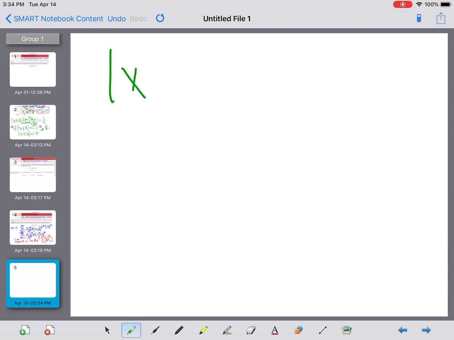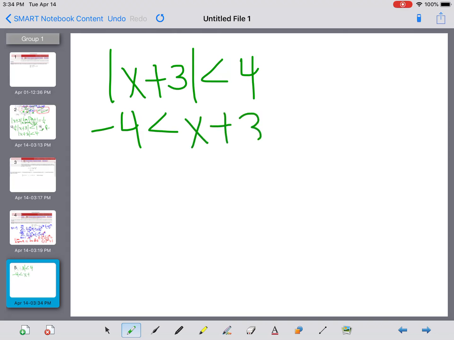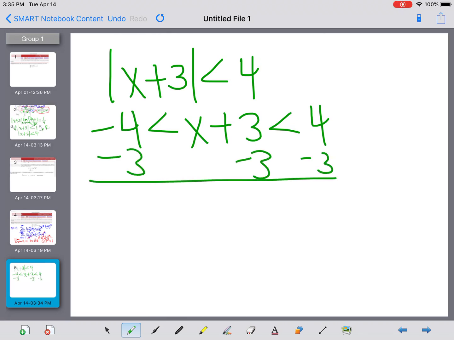So we had the absolute value of x plus 3 is less than 4. And you know from the property of absolute value inequalities, we can rewrite this as negative 4 is less than x plus 3 is less than 4. Now when we subtract 3 from all 3 parts, we get the interval negative 7 is less than x is less than 1.